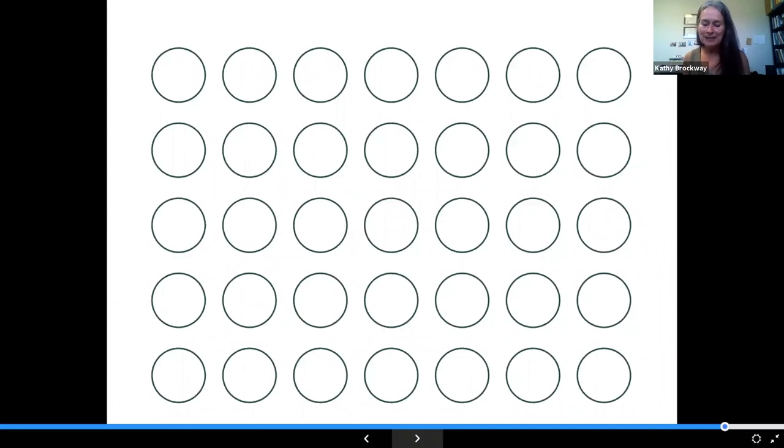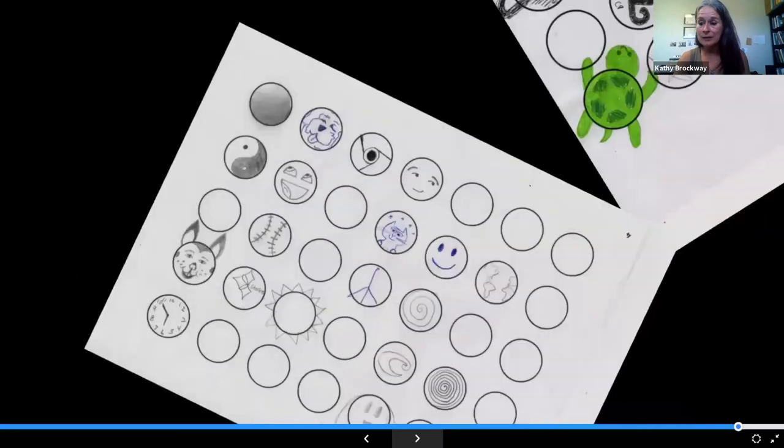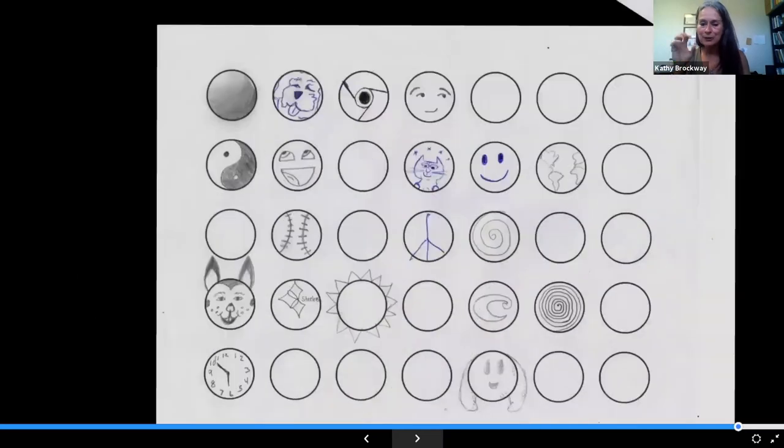Something else I do to kind of break out of established patterns is at the beginning of a class, I'll hand out circles and I'll say, draw me something, draw me anything you can think of, get creative. And they take these circles and they turn them into things that I would never have seen. It's very interesting.